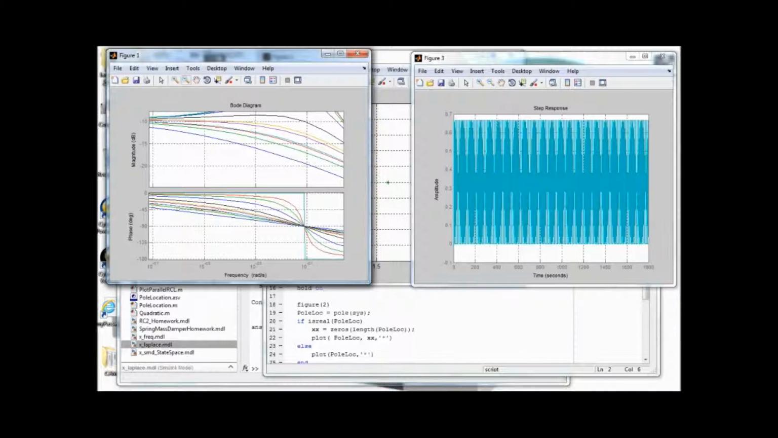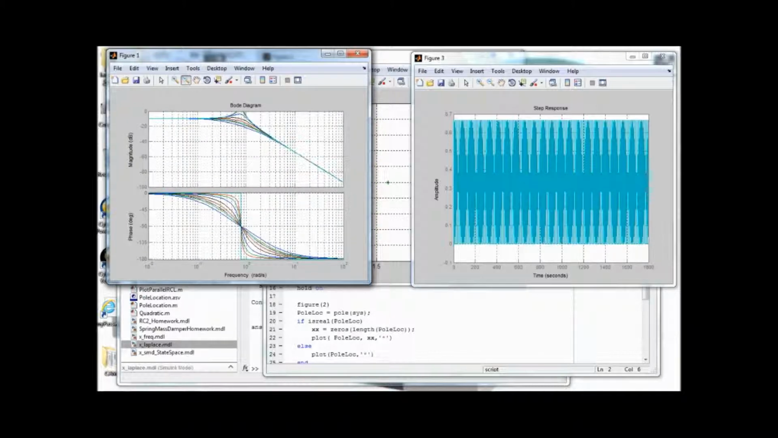I wonder if I can make it. And it doesn't want to show that. Okay, but there's a huge peak there.